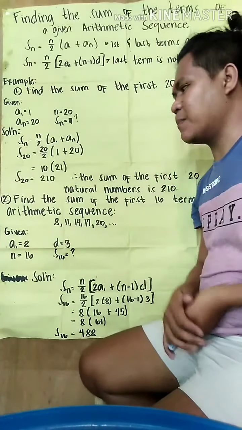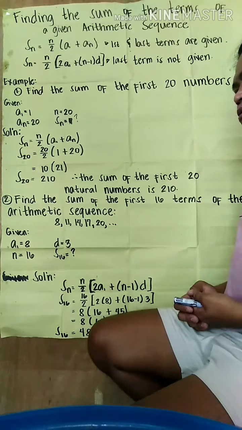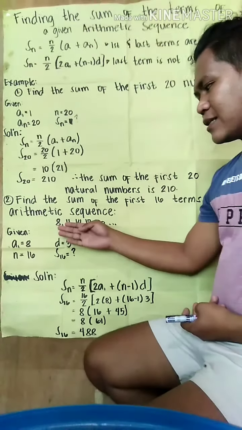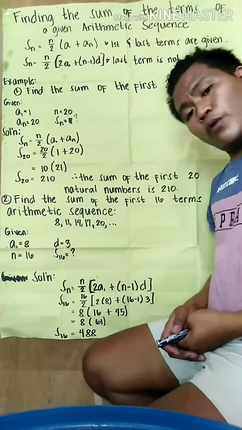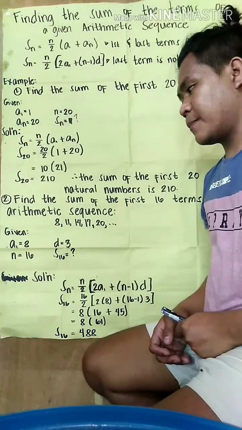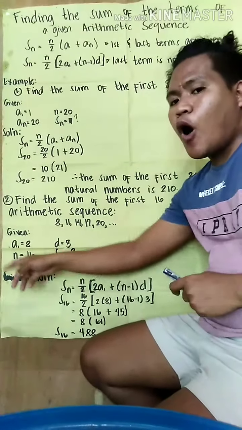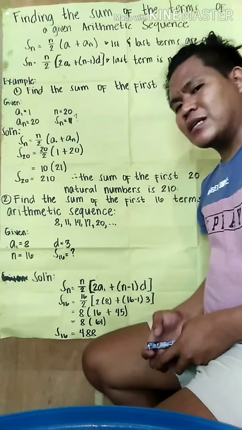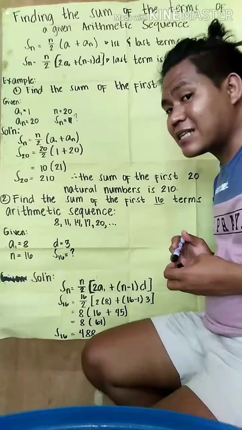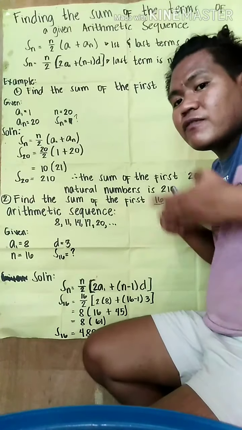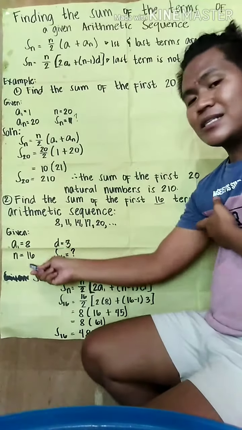Okay, for the second example: find the sum of the first 16 terms of the arithmetic sequence 8, 11, 14, 17, 20, and so forth. So we have the given. For the given, we have a sub 1 equal to 8. For n, or the number of terms, since it is stated in our given that we will find the first 16 terms, we have 16 terms in total. So our number of terms is equal to 16.